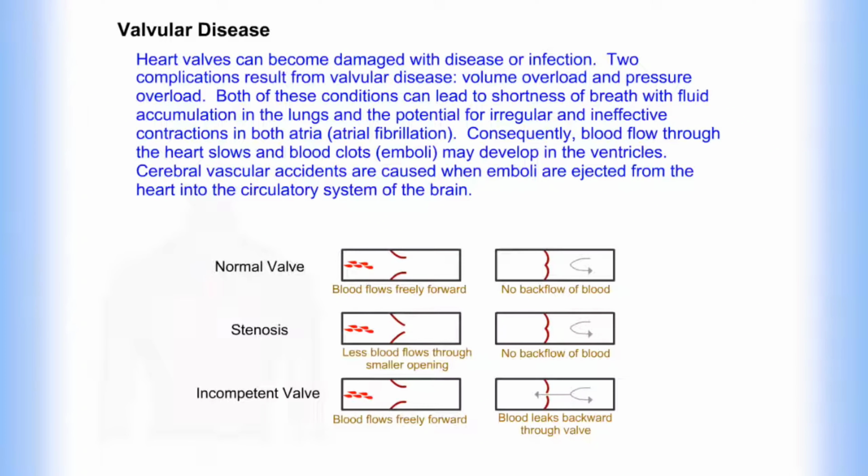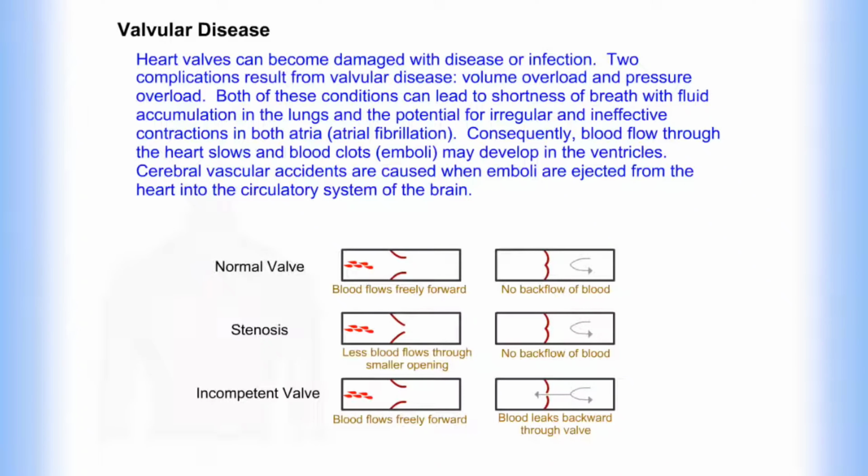Both of these conditions can lead to shortness of breath with fluid accumulation in the lungs and the potential for irregular and ineffective contractions in both atria. Consequently, blood flow through the heart slows and blood clots may develop in the ventricles. Cerebral vascular accidents are caused when emboli are ejected from the heart into the circulatory system of the brain.